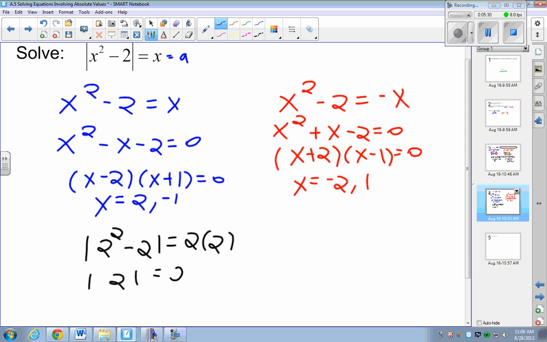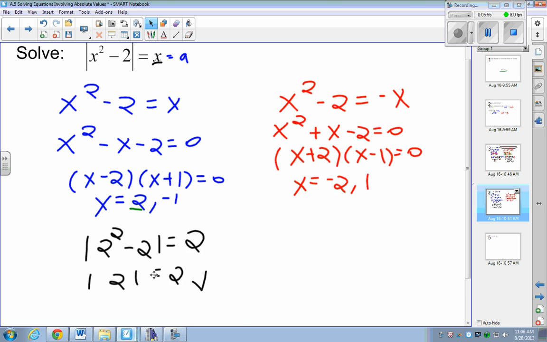Is equal to 2. I threw in that extra 2 there, but it should just be 2 squared minus 2 is equal to 2, as you can see, because it's just x up here. Okay, and so we take the absolute value of 2, that's just going to be 2, and so 2 equals 2. And so we can throw the check mark on this one. And so we know that x is equal to 2 is a good answer.